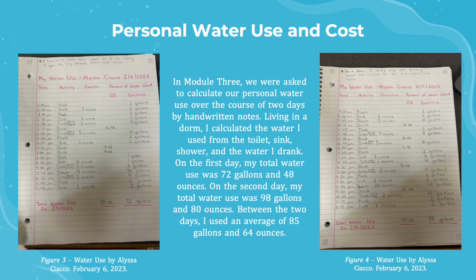For one of our first assignments in Module 3, we were asked to calculate our personal water use over the course of 2 days in handwritten notes, as you can see in Figure 3 and 4. Living in a dorm, I calculated the water I used from the toilet, sink, showering, and the water that I also drank. On the first day, to the left, my total water use was 72 gallons and 48 ounces. On the second day, to the right, my total water use was 98 gallons and 80 ounces. Between the 2 days, I used an average of 85 gallons and 64 ounces.